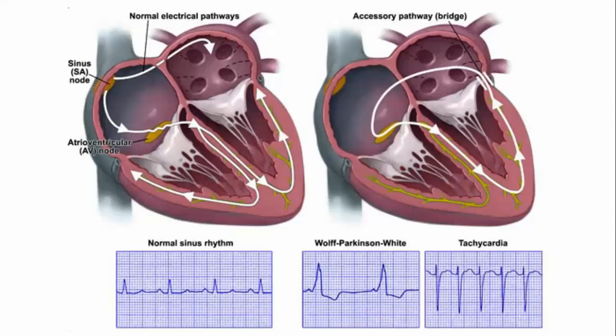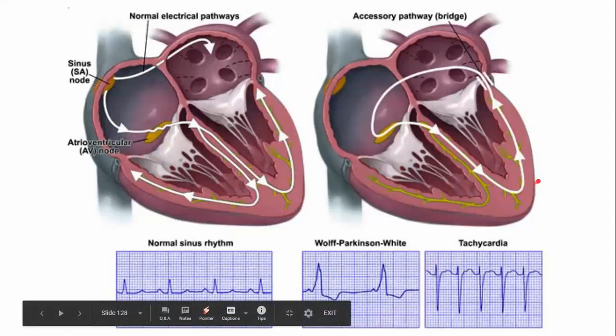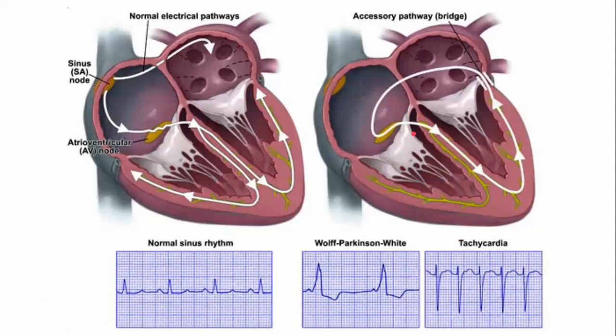However, with WPW, that we see the example over here on the right, we will have a bypass track which will cause slurring of the QRS pattern. We'll have this delta wave. And notice that in the example down below the PR interval is so short. That's because that bypass track has allowed ventricular depolarization to bypass the stoplight of the AV node.